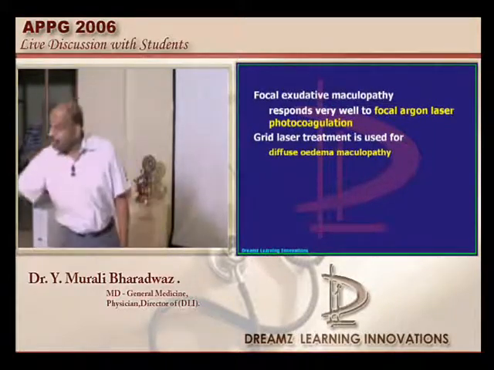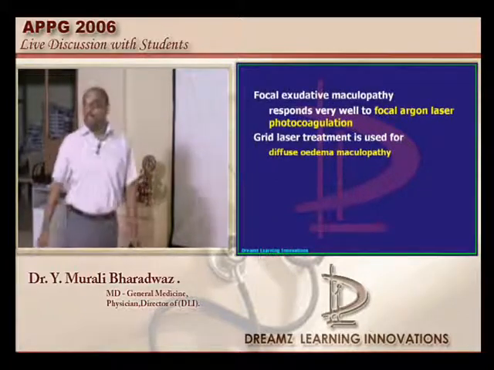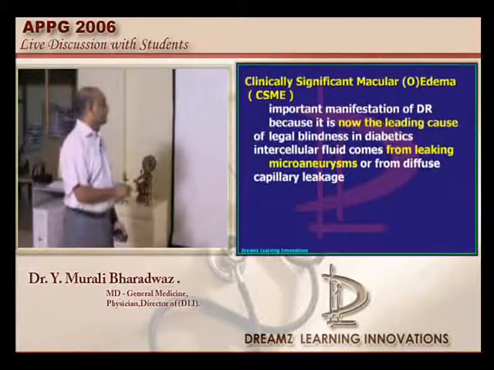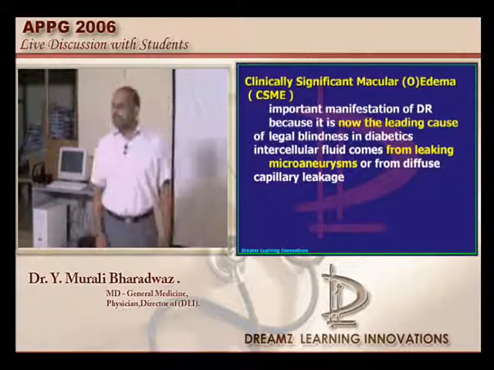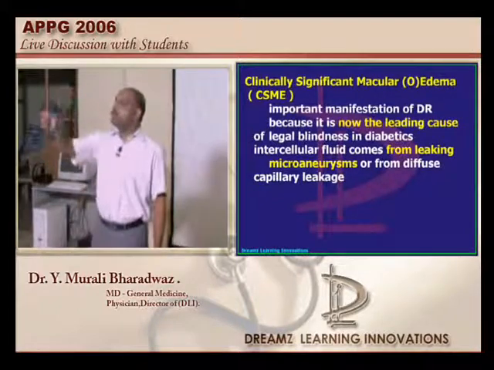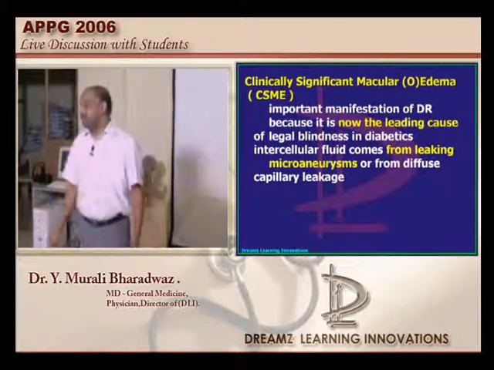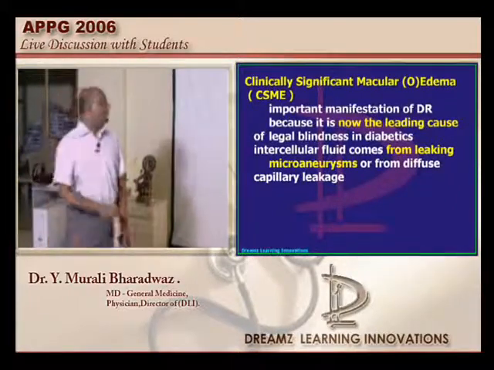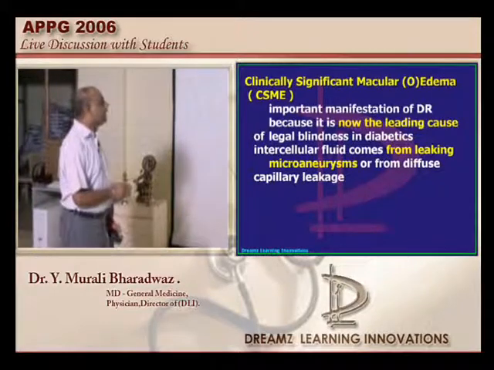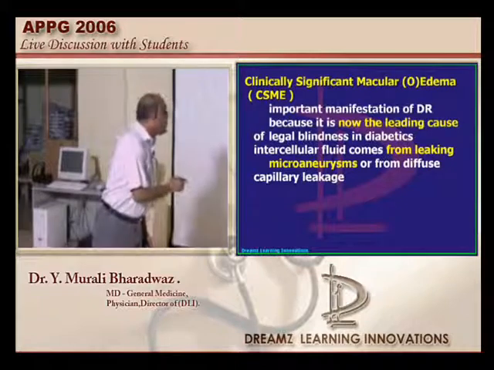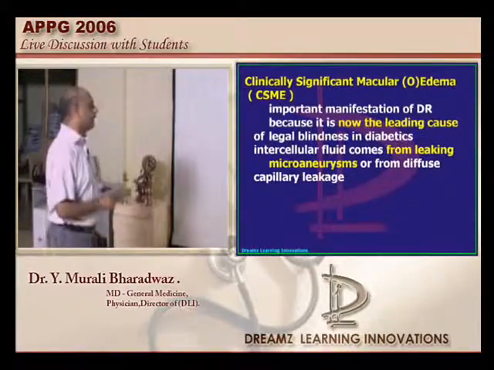But if it is a diffuse edema type of maculopathy, it will be wonderfully responsive to the grid laser treatment. So what do you mean by clinically significant macular edema? In fact, if I ask you a question, what is the most common leading cause for legal blindness in cases of diabetic retinopathy? It is not the proliferative or the non-proliferative type. It is the macular edema which is considered the most leading cause for legal blindness in diabetics. That is what needs to be remembered.